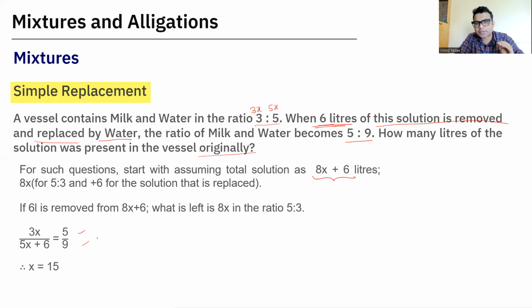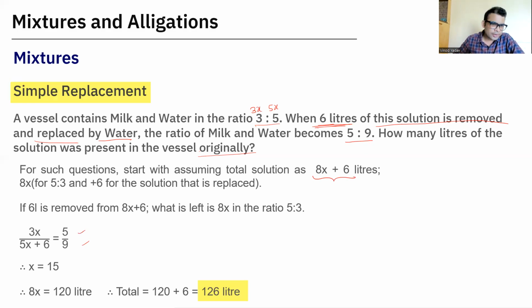After solving, we got x is 15. So the quantity was 8x plus 6. So 8x will be 120. So the total was 120 plus 6, 126 liters. Very smart approach, assuming the total is 8x plus 6. Now through the no change component also we can do it, friends.